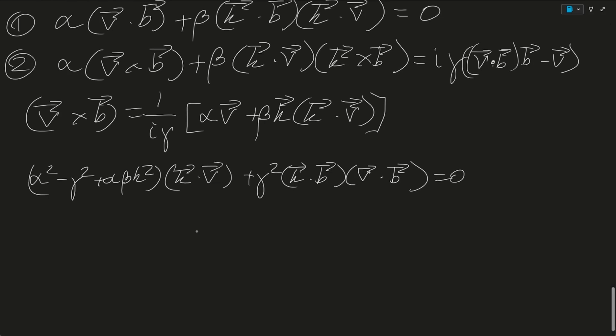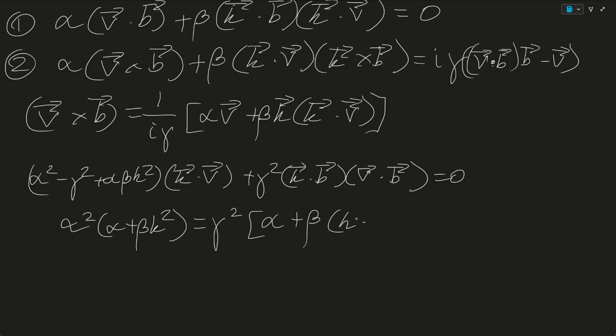And dividing by k dot v given it's not equal to 0, which it wouldn't be. From everything we get that alpha squared plus alpha beta k squared is gamma squared alpha plus beta, k dot, that's not a k, k dot b squared. Nice.